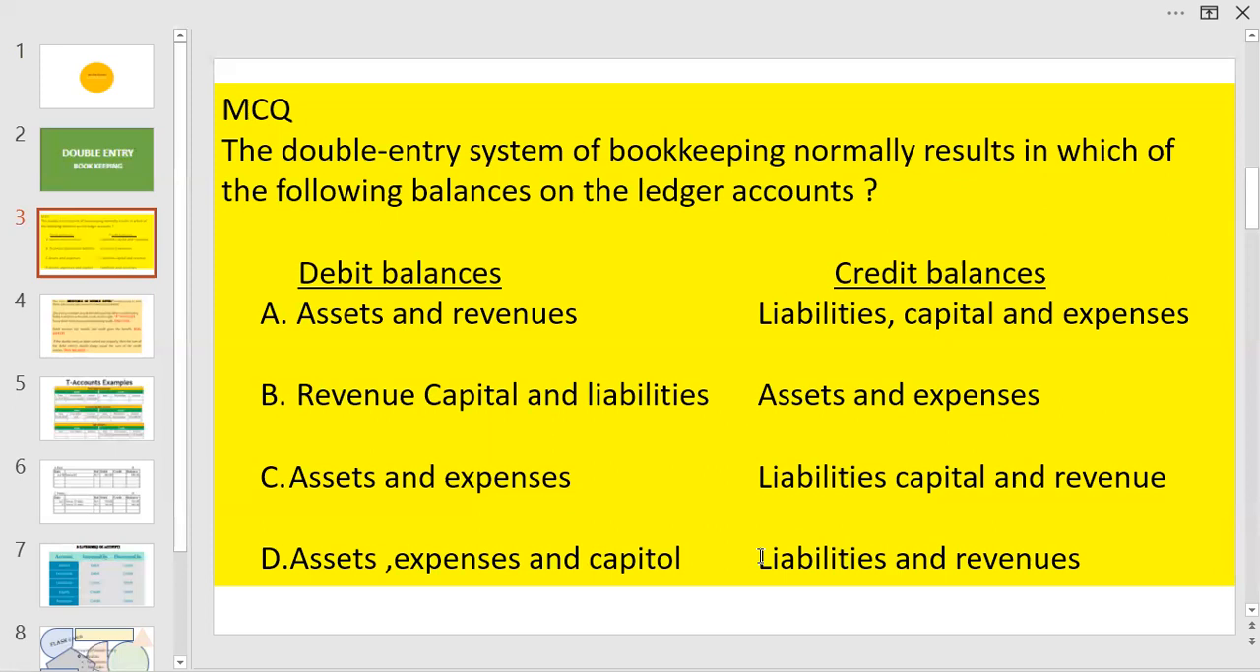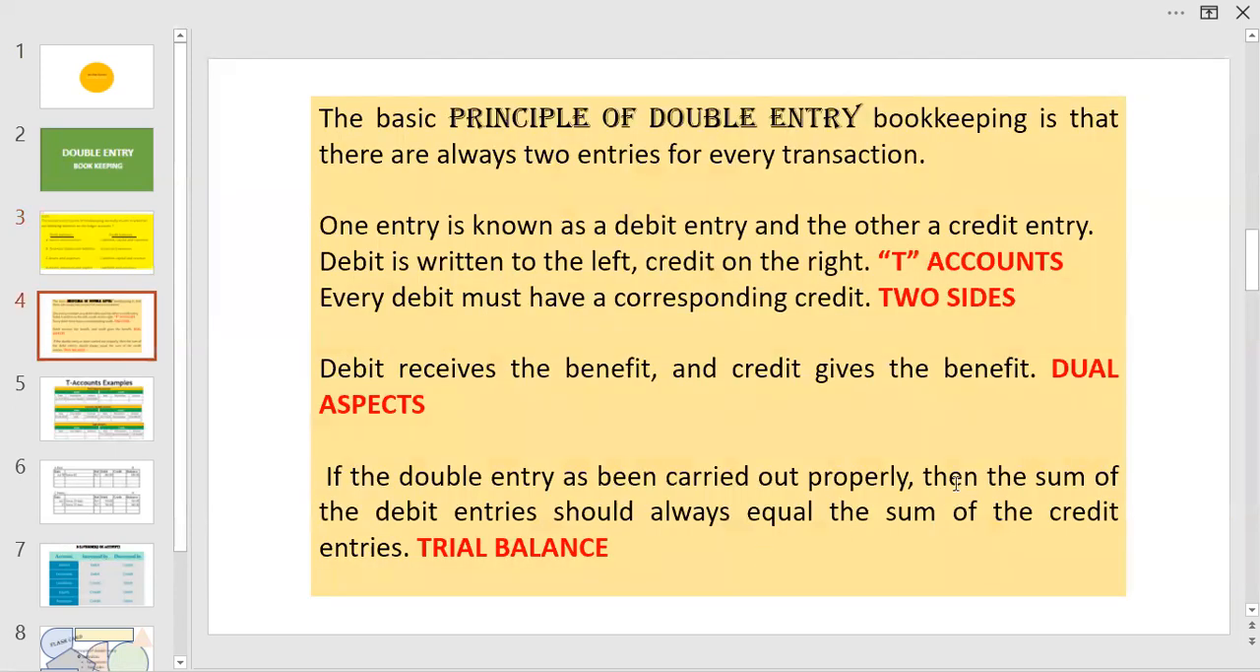Let's look at the lessons. The basic principle of double entry bookkeeping is that there are always two entries to every transaction. One entry is known as the debit entry, the other entry is known as the credit entry. Debit is written to the left, credit to the right in T accounts. Every debit must have a corresponding credit. Similarly, every credit entry will have an equal corresponding debit entry.